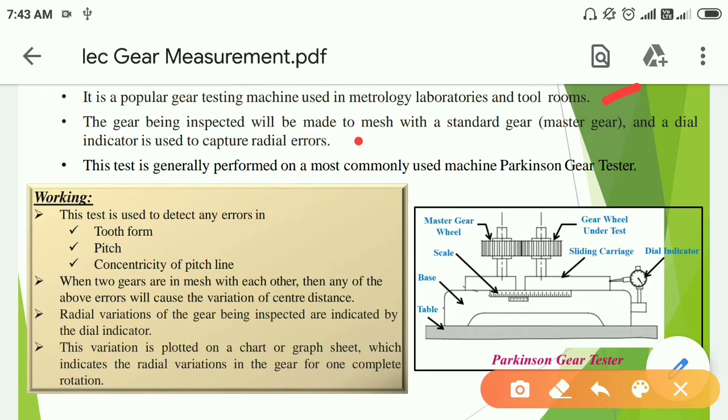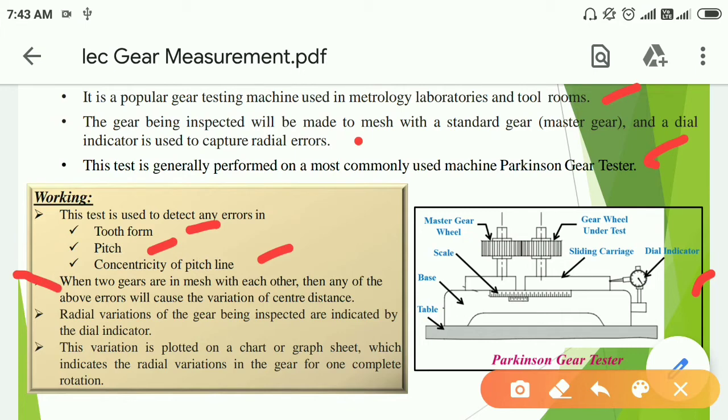This test is generally performed on the most commonly used machine called the Parkinson gear tester, as shown in the figure. Now we will see the working of this Parkinson gear tester. This test is used to detect any errors in the gear, like tooth form, pitch, and concentricity of the pitch line. When two gears are in mesh with each other, any of the above errors will cause a variation in center distance.